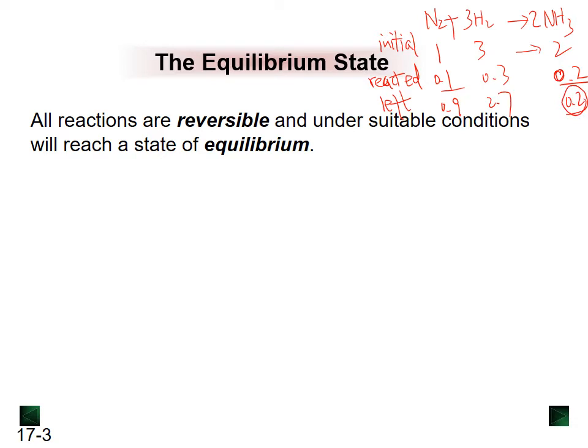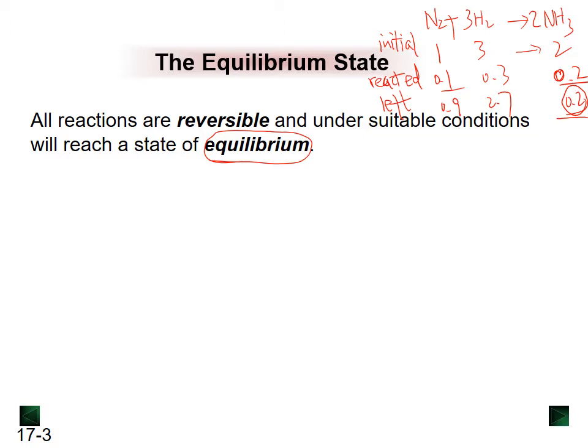And this is determined by nature. No matter how long you let the reaction run, you only get a certain amount of ammonia, in this case 0.2. You still have a lot of nitrogen and hydrogen left, and this is called equilibrium. And this equilibrium can be explained by kinetics.